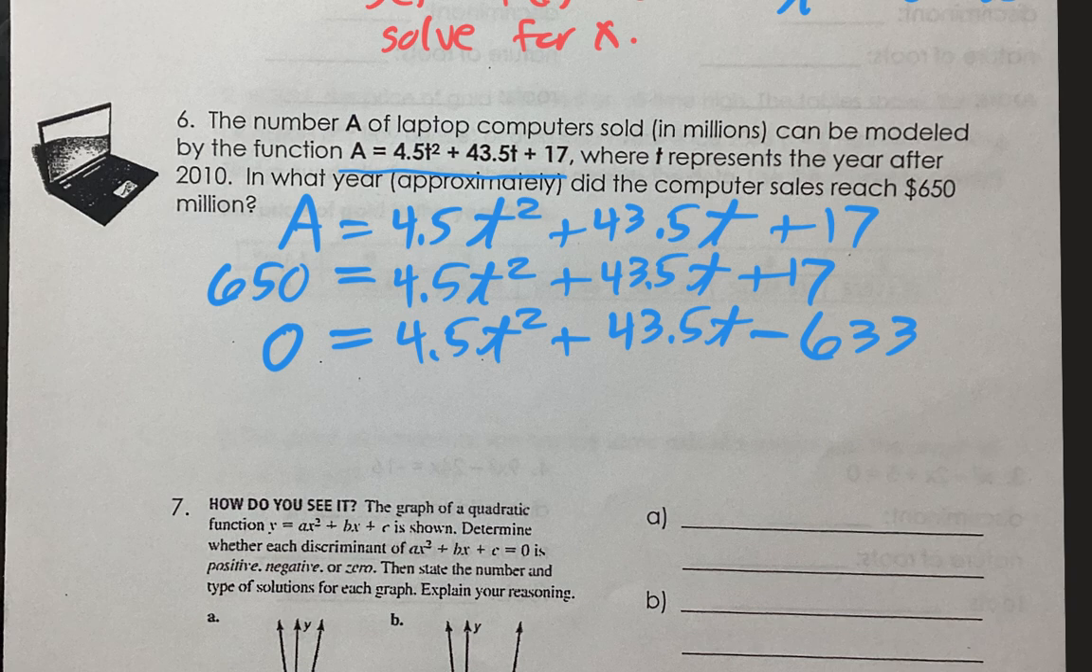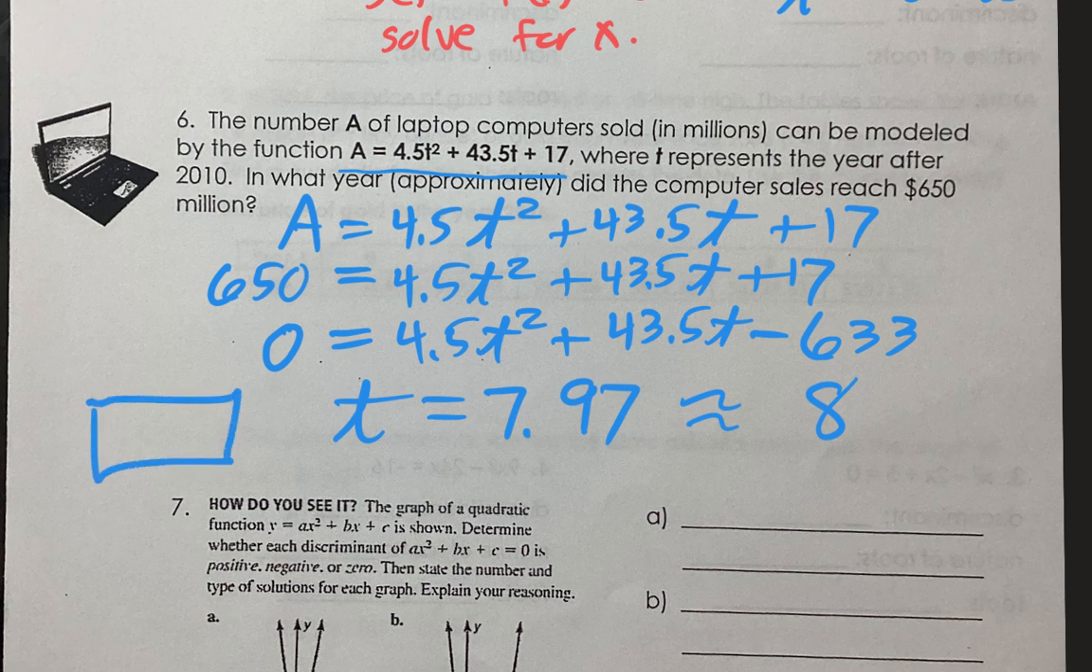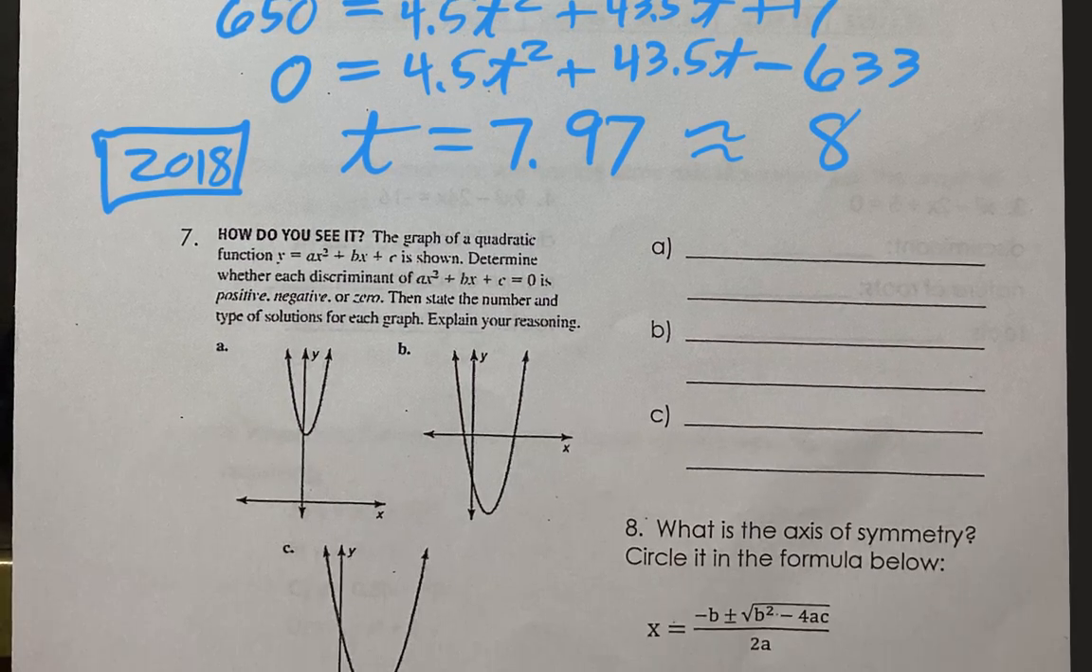Now, once we find that number of years, which should be somewhere around t should equal about 7.97 years, which we can round to 8. Add that 8 to the 2010, and you should have a year of 2018. Okay, so graph that. Make sure that that's what you get. Okay, so let's see. What else do we have?